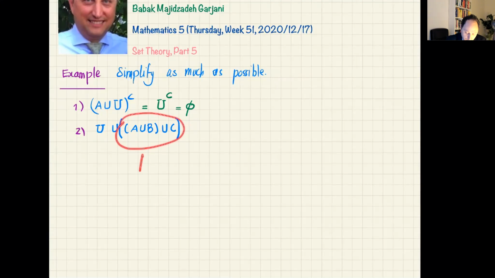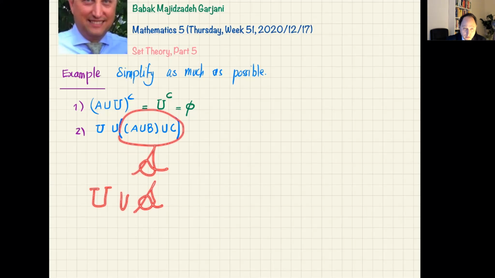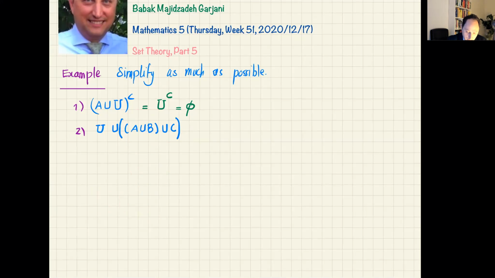Who cares? I can call it, I don't know, curly A. This is just one set. Then I have the union of the universal set with this curly A. Then what happens? When I want to union it with the universal set, we have the rule: the union of every set with the universal set is just the universal set. So this is the answer. It becomes simply the universal set. As simple as that.